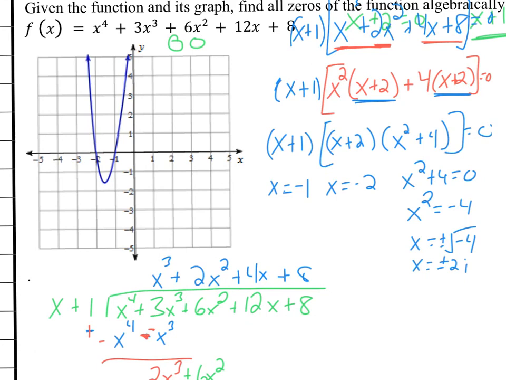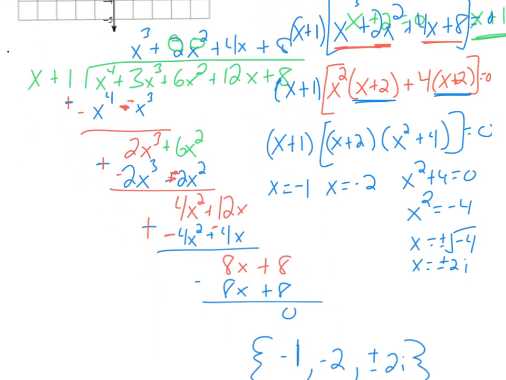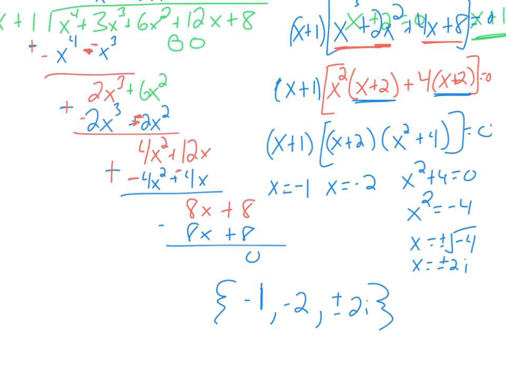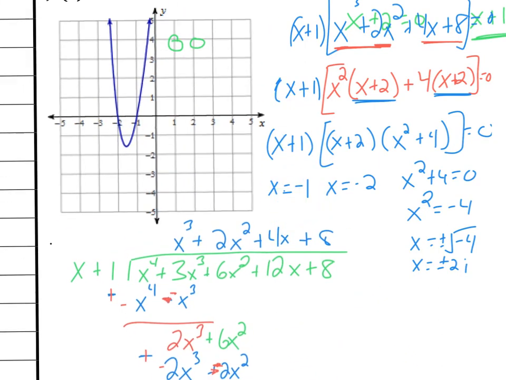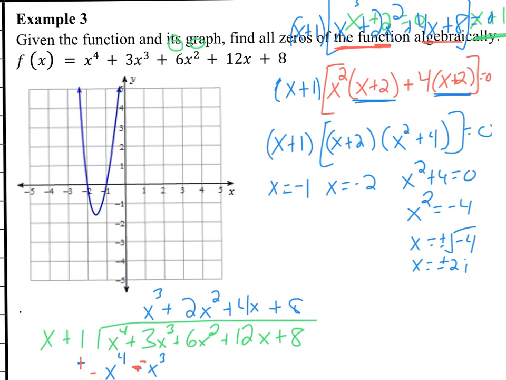Notice there are 4 answers. It was a power of x to the 4th, and we had 4 answers: negative 1, negative 2, and plus or minus 2i. Now, those imaginary answers don't show up on the graph because, well, they can't, they're imaginary.